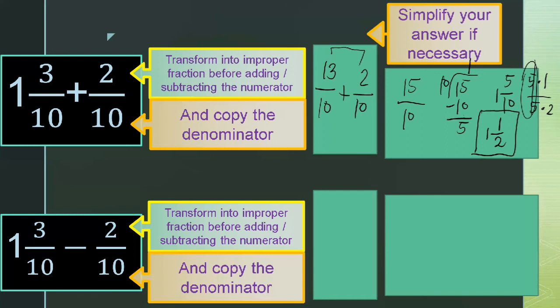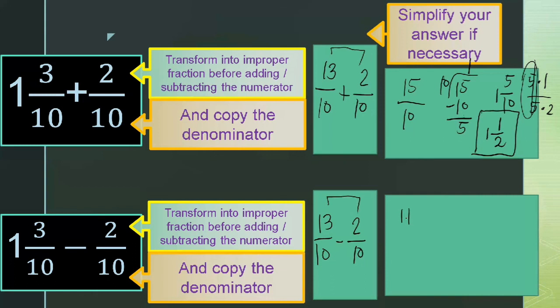Okay, now we are done with addition. Let's try the subtraction. So, again, transform the mixed number into improper fraction. It is 13 over 10. Then, subtract natin yung 2 over 10. So, now let's proceed with subtracting similar fraction. 13 minus 2 is 11. Then, copy the denominator 10.